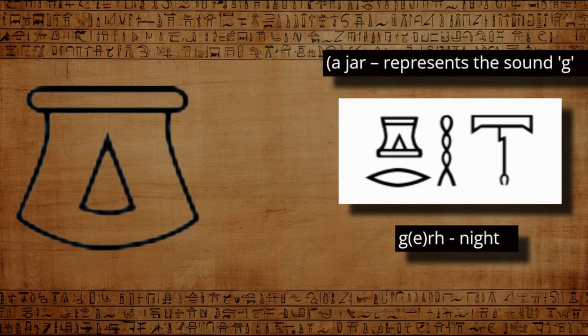So, up next we have a char, which represents the sound G. Don't stress about the two other hieroglyphs beside it just yet. We will get to those soon, I promise. The word ger means night. And if you look closely, you can spot the sky embedded in the design.